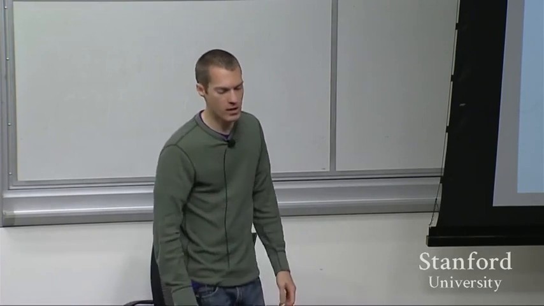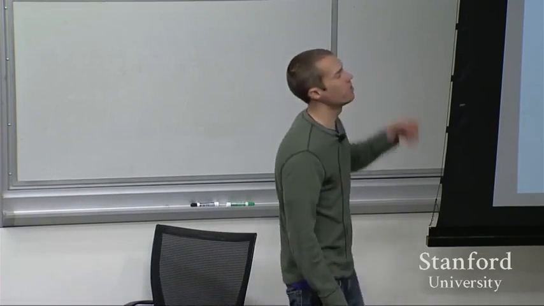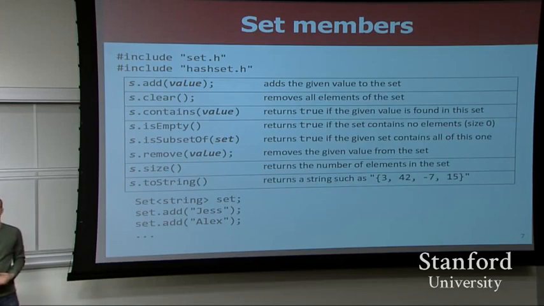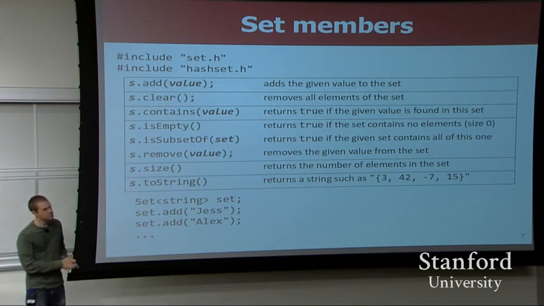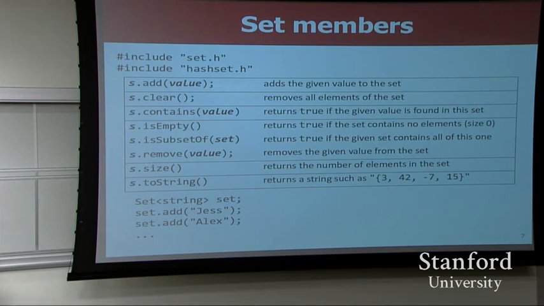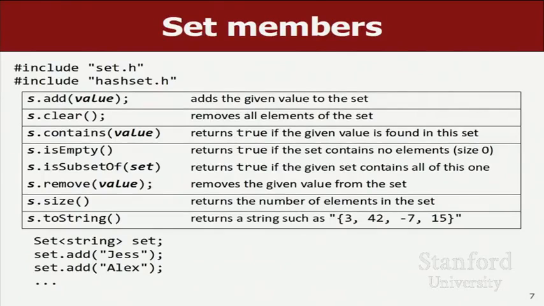How do you use this thing? Well, you include the appropriate header, either set.h or hashset.h or both. Then these are the different operations you can do. Basically, add, remove, contains. Those are the main ones that you get. There's a few others like size, isEmpty. There's a few other things. And I mentioned sets don't store duplicates. So if you say add and you add the same thing twice, it doesn't add it the second time. And the implication here is that all these methods run fast.